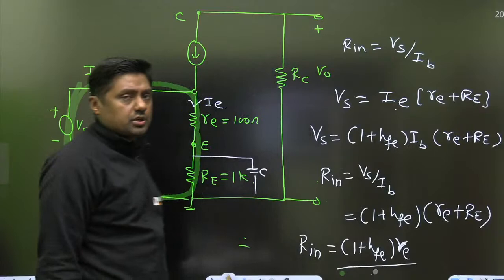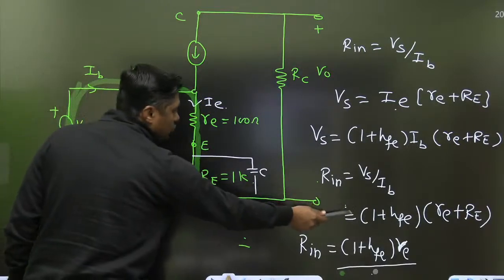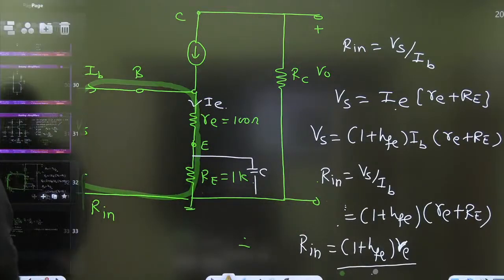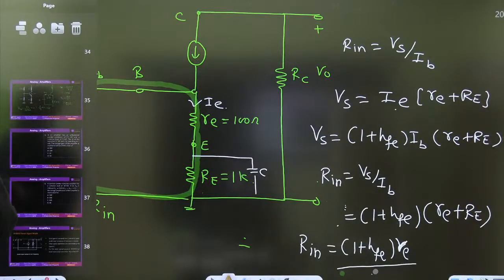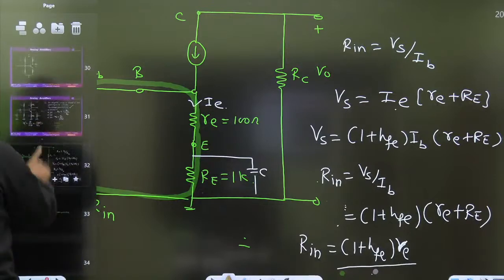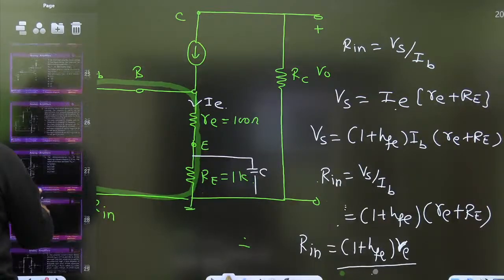So this type of question is a direct 2 marks question in the GATE exam. Okay. So always multiply it with 1 plus hFE. Then solve this question. Now you can give the answer for this one.